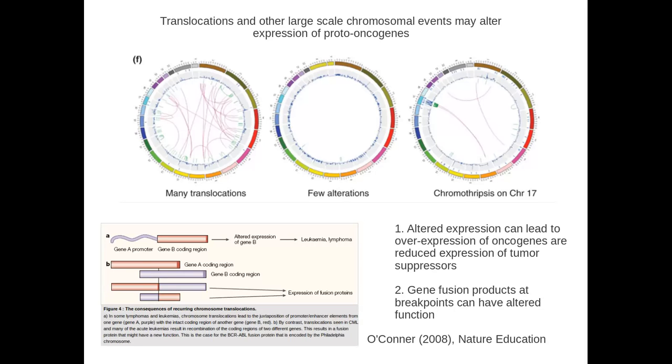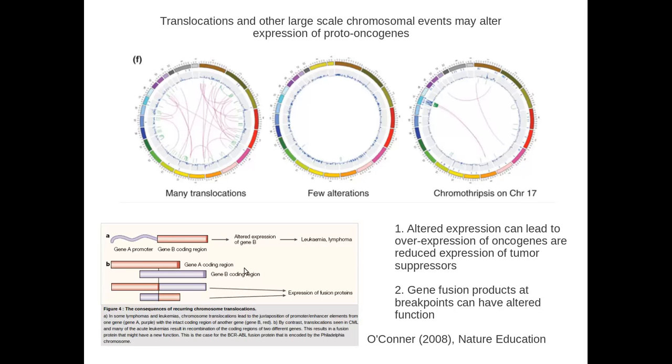The other types of structural variation that are common in various forms of cancer are large-scale translocations and chromosomal events that similarly can alter the expression of a gene. Here is a cartoon of what can happen in the case of a translocation, where say a gene moves to a region where it gains a new promoter because it's now moved across the genome. This can lead to a change in expression of a gene, which is known in certain types of leukemias.